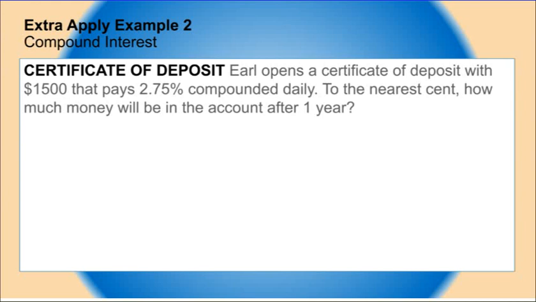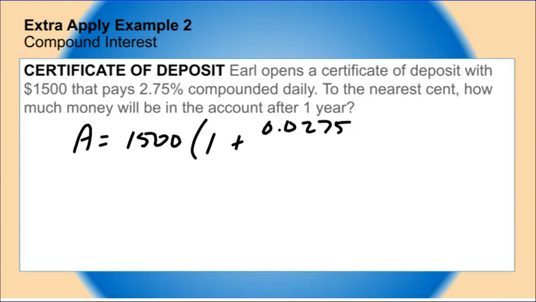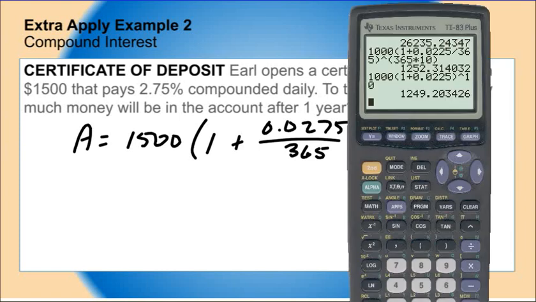Earl opens a certificate of deposit, or a CD, with $1,500 that pays 2.75% compounded daily. How much money will be in the account after 1 year? So I have A equals 1,500 times 1 plus 0.0275 divided by, compounded daily is 365, raised to the 365 times 1.